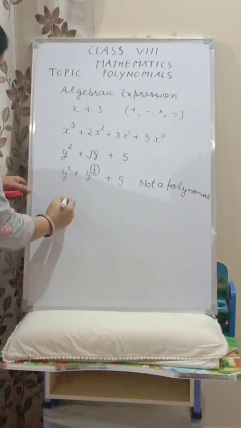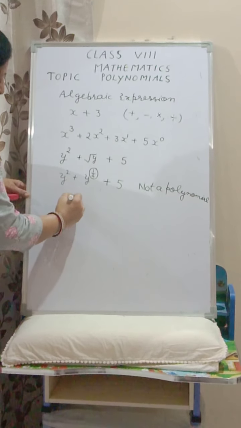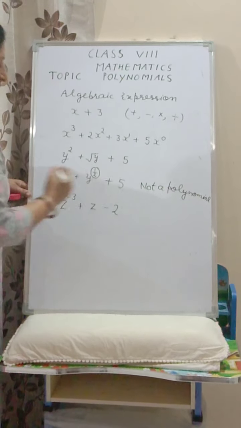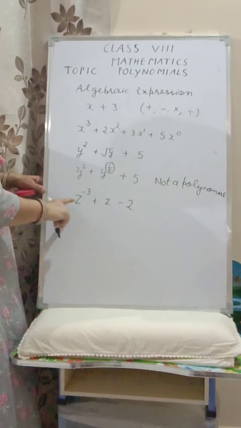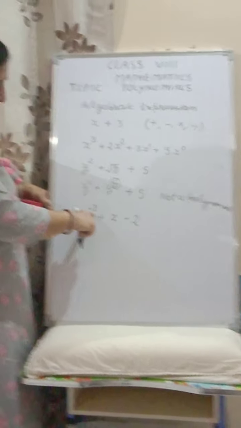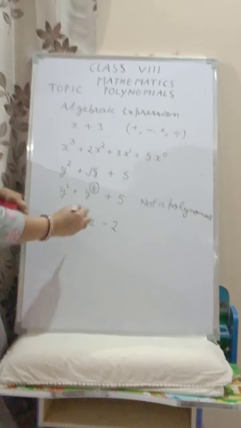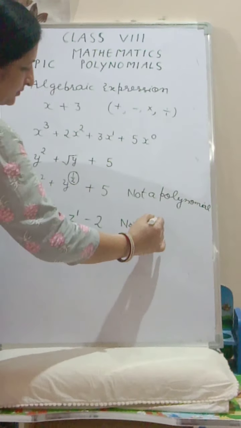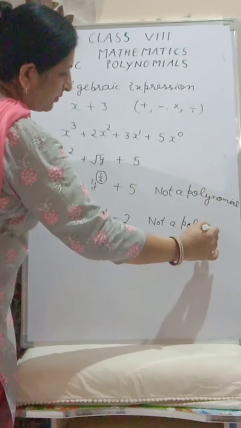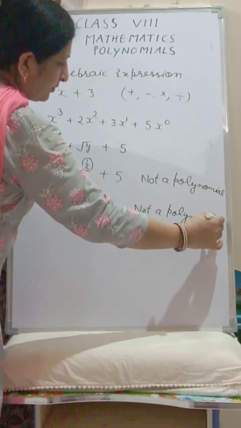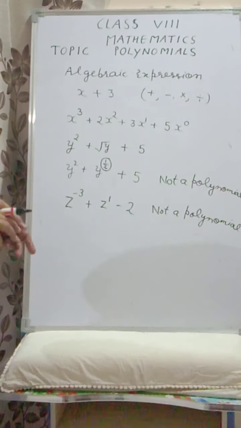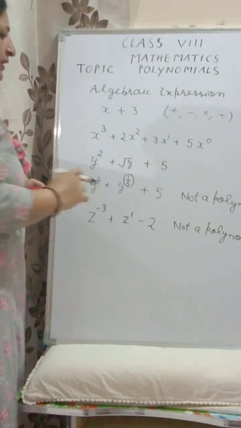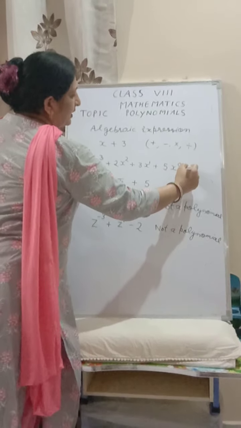Now, z raised to power minus 3 plus z minus 2, is it a polynomial or not? The power of the variable is minus 3, it is not a non-negative integer, so it is not a polynomial. An algebraic expression where the power of the variable is a non-negative integer is called a polynomial. It is a polynomial.